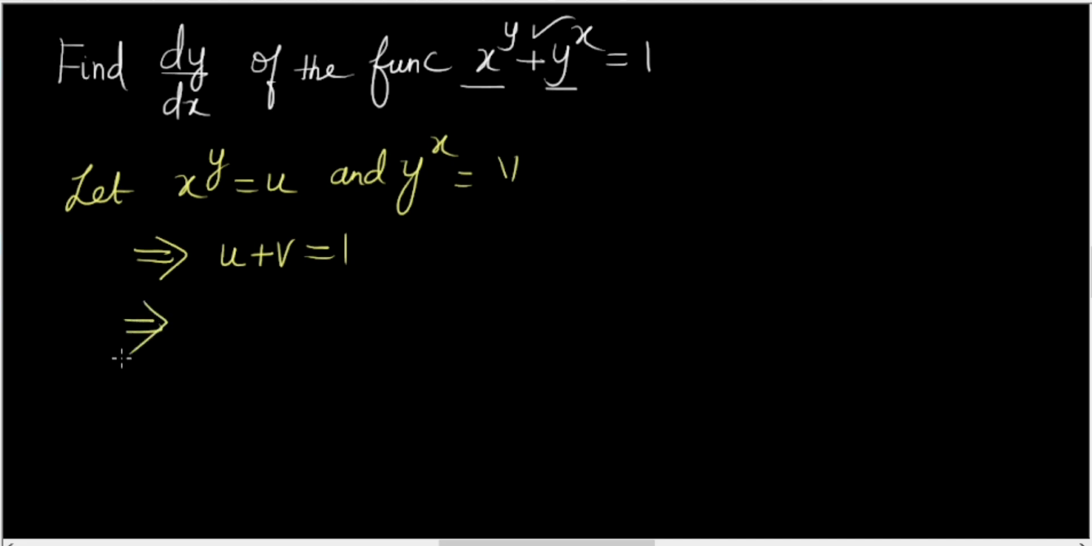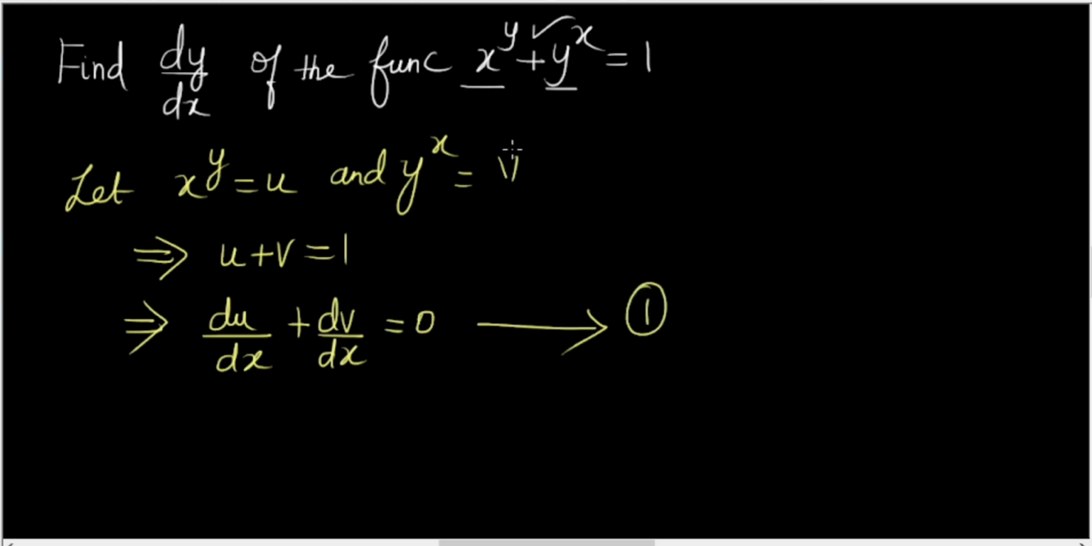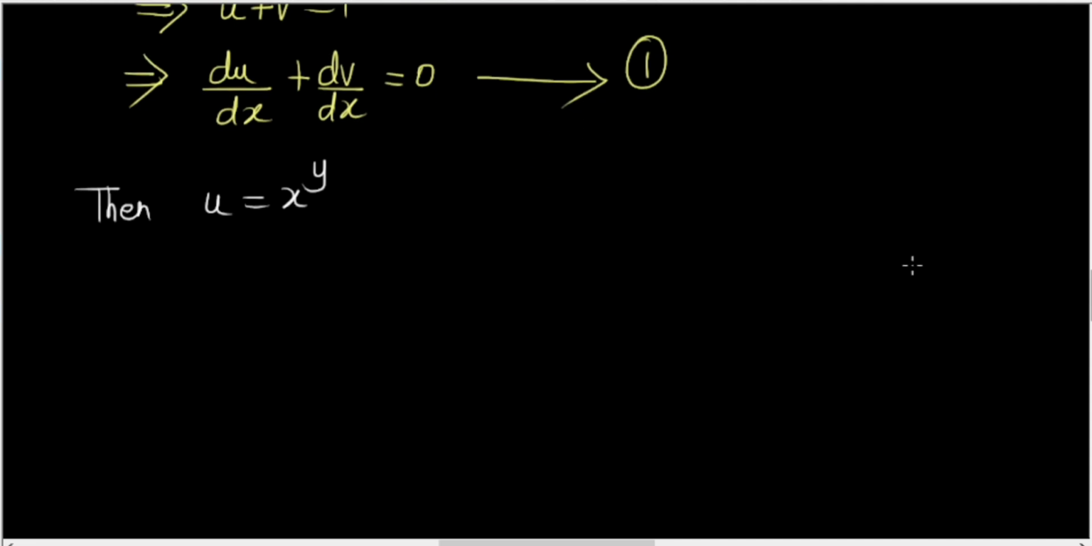So if we are differentiating this with respect to x, it becomes du over dx plus dv over dx equal to 0. So this is our first equation. We are going to label them here also, then only it will be easy for us to substitute accordingly. So now we are going to try our u first. So then u would be the given thing. As usual, we are going to take log on both the sides.